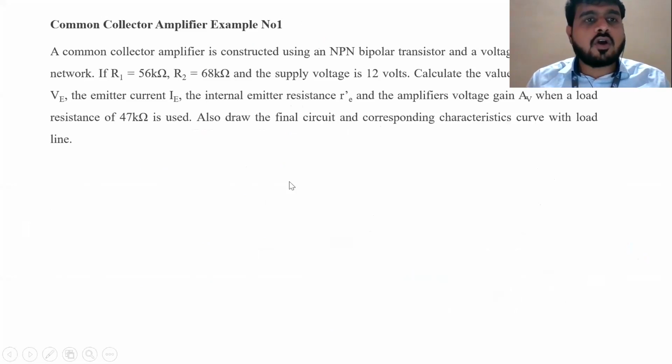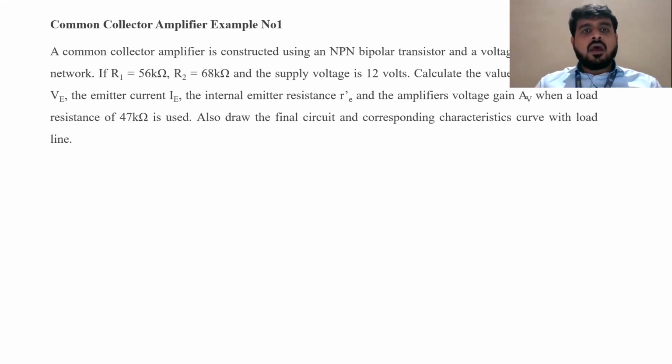The problem was: a common collector amplifier is constructed using an NPN bipolar transistor and a voltage divider biasing network. The value of R1 is 56 kilo ohm, R2 is 68 kilo ohm, and the supply voltage is given as 12 volts. Then you had to calculate the base voltage, collector voltage, and emitter voltage, and then the emitter current as well, and the internal emitter resistance Re dash.